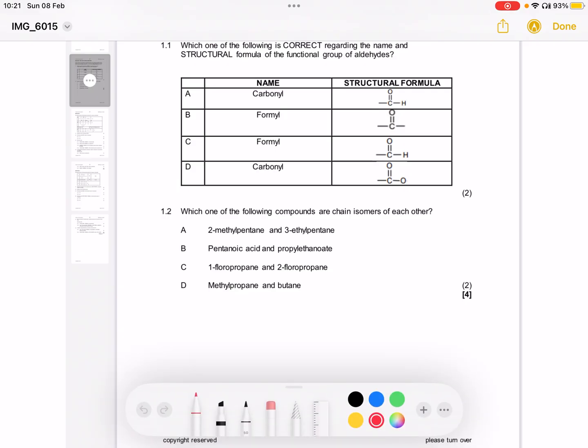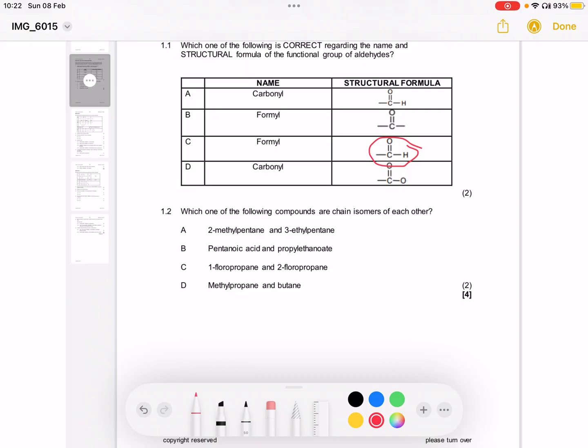So, which one of the following is correct regarding the name and structural formula of a functional group for aldehydes? Now, aldehydes, you see them with an H and C double bond O. So, C is the correct answer because that functional group is called the formyl group.